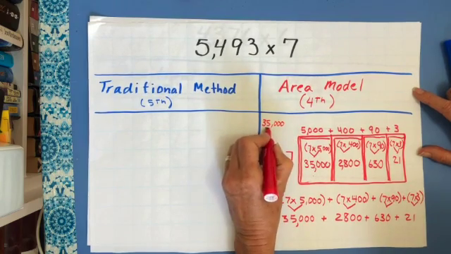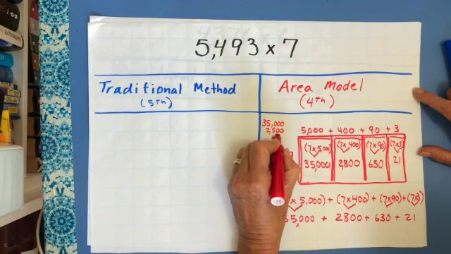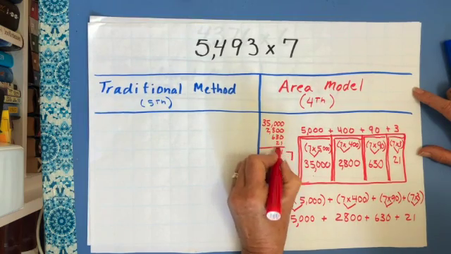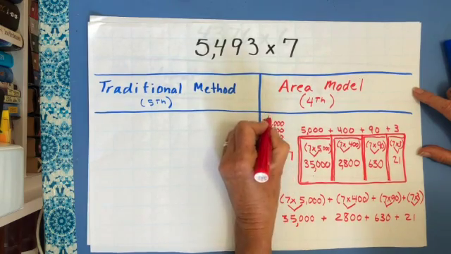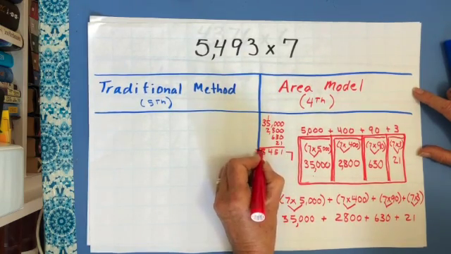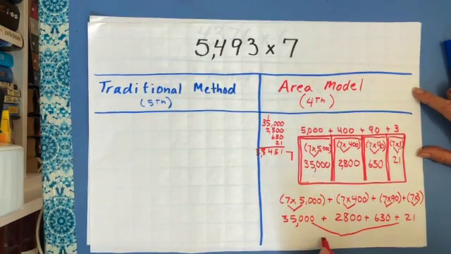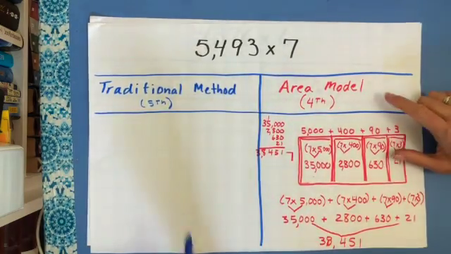35,000 plus 2,800 plus 630 plus 21, and I get 1, 5, 8, 9, 10, 11, 12, 13, 14, 8, and 3. So my answer for all of this, I add all this together, I get 38,451. Now hopefully I did that right. If I did, when I do the traditional method, I'll get the same answer.